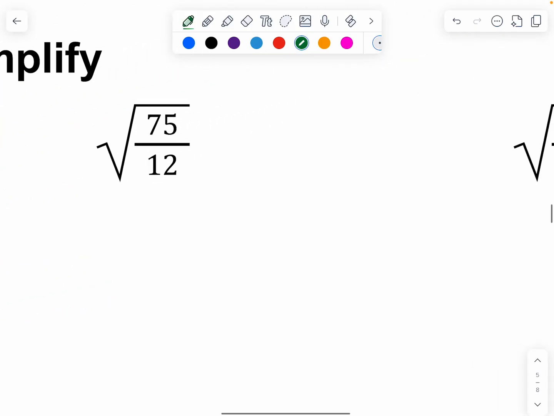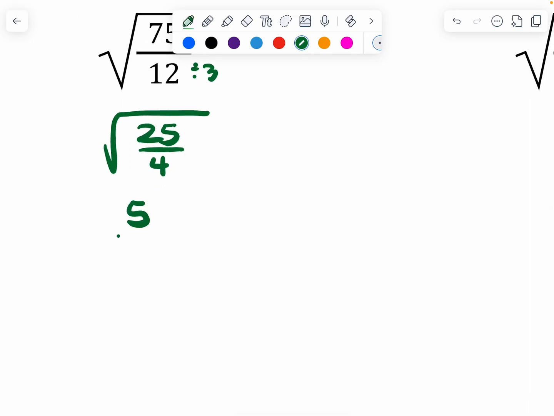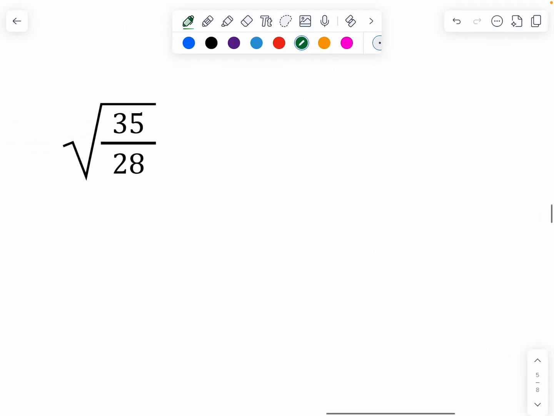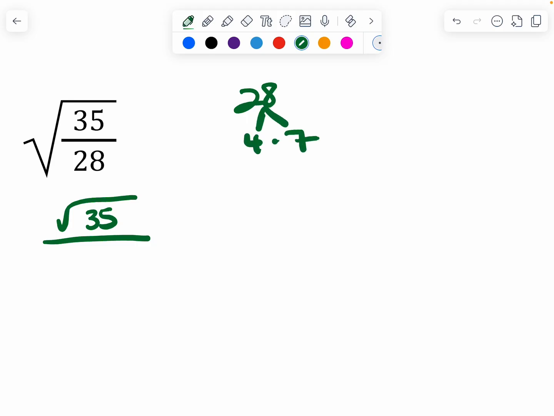Okay, this next one. Oh, I can simplify that. 3 goes into both of these. So I get 25 over 4. So the square root of 25 is 5. The square root of 4 is 2. Five doesn't go into either one of them. 35, there's no perfect square that goes into 35, so we just leave it as is. 28, though, that's 4 times 7. So 4 times 7.